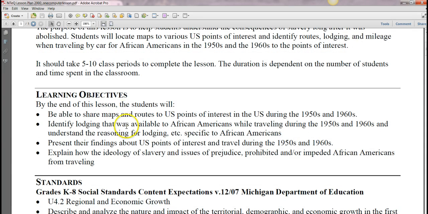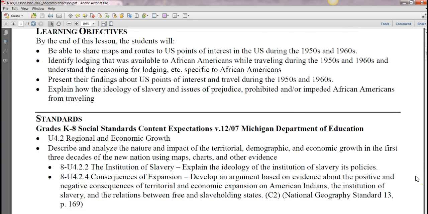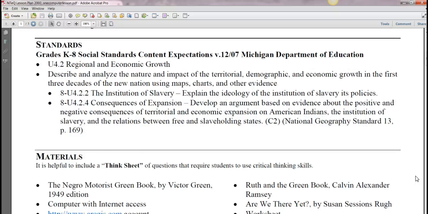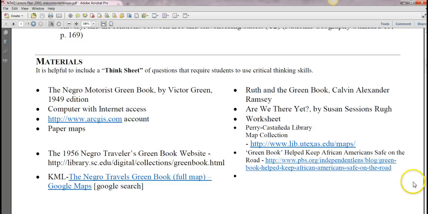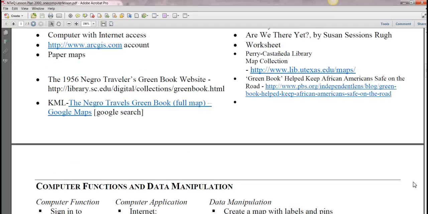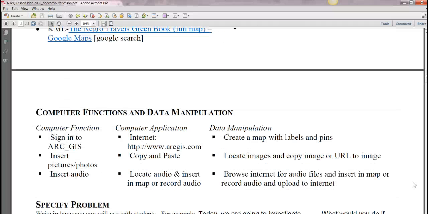The learning objectives are identified here, as well as the standards. The materials are listed here that would support this lesson. We have the computer functions. They're going to sign into the GIS, insert pictures and audio.